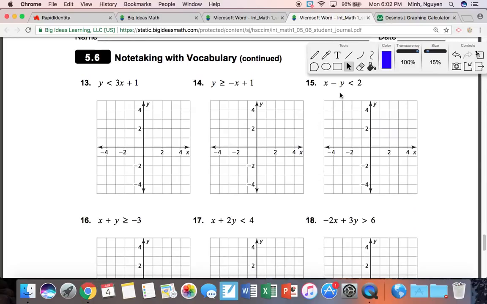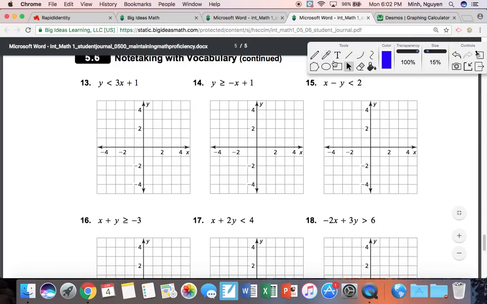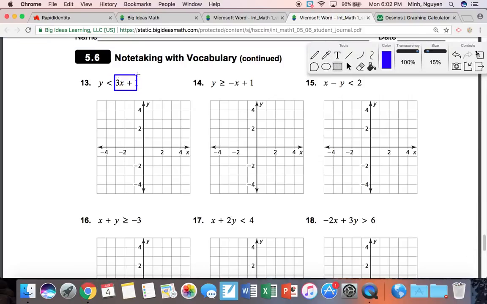Y is less than 3x plus 1. So here's what I'm going to do. I'm going to graph this line. I'm going to graph 3x plus 1. And I know it's a dashed line because there's no equal symbol. So start off at 1 because that's the y-intercept. The slope is 3, so up 3 over 1, up 3 over 1. I'm going to go backwards, down 3 over 1, down 3 over 1. And I'm going to make some dash marks because there's no equal sign.